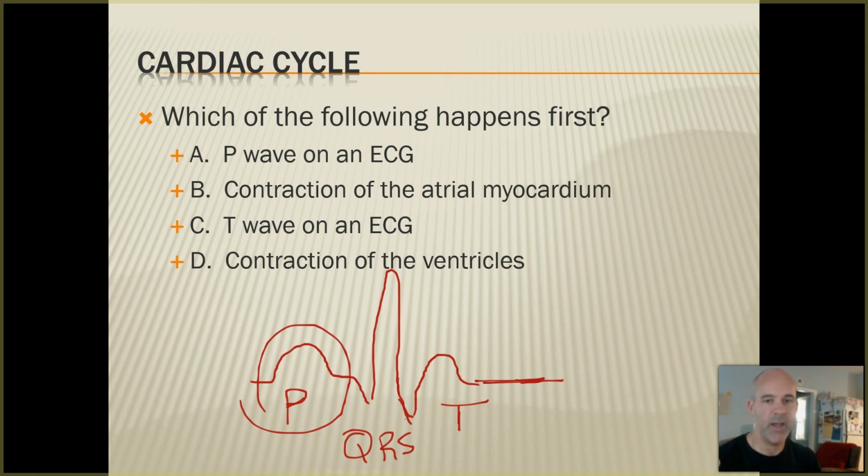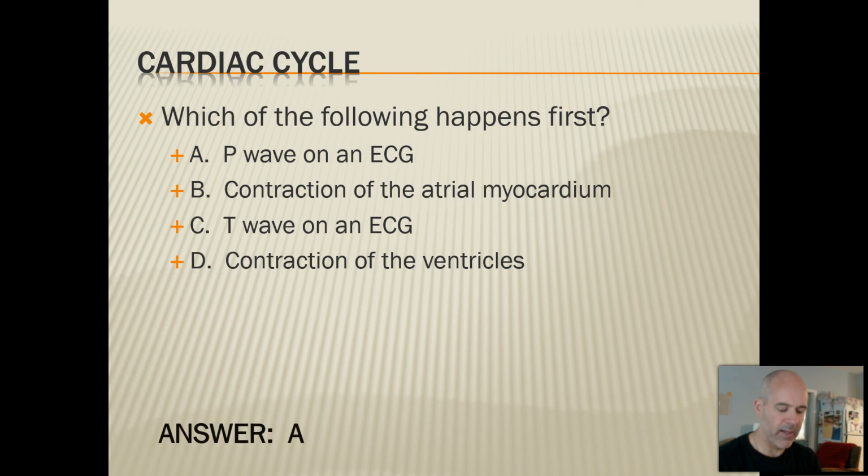Okay, and then what's the T wave representing? The T wave is representing the repolarization, the walls of the ventricles going back to normal. So which of the following on our cardiac cycle happens first? Hopefully you're thinking A, P wave on the ECG. So remember, the SA node starts the whole depolarization action potential process. And then that leads to a P wave if you're detecting this with an ECG, and that triggers the atria to contract.